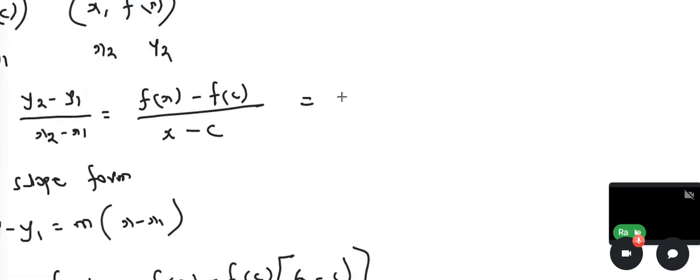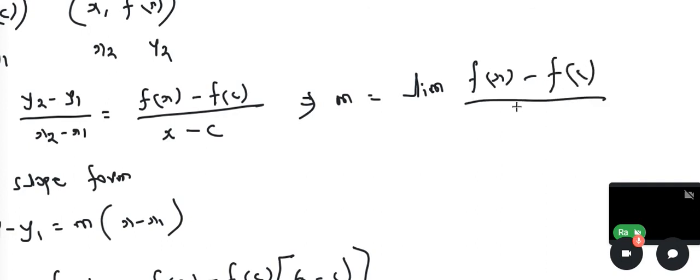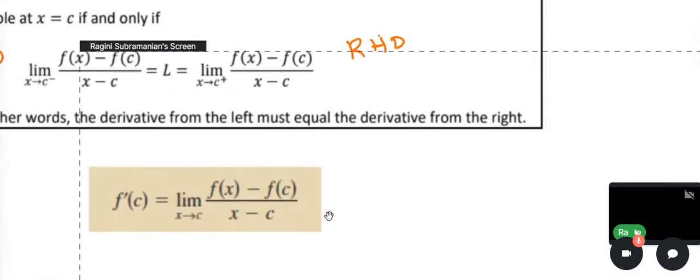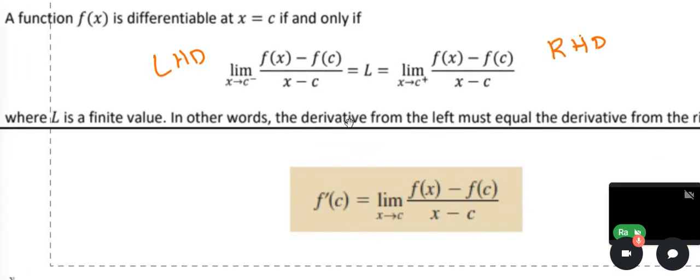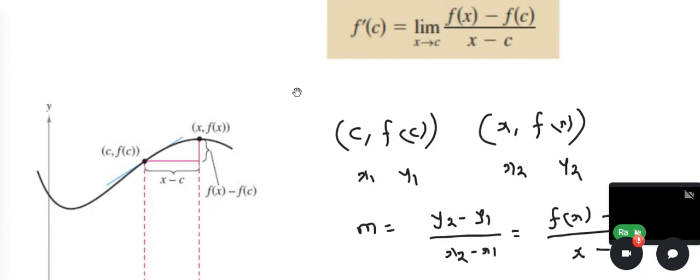So basically for differentiability, you could say that m equals the limit of f(x) minus f(c) all over x minus c, as x approaches c. If it is from the left, I have to put negative. If it is from the right, I have to put positive. This is the left hand derivative, and this one is the right hand derivative. Both should coincide to a certain value called L, the same value. Only then do we say that the function is differentiable.